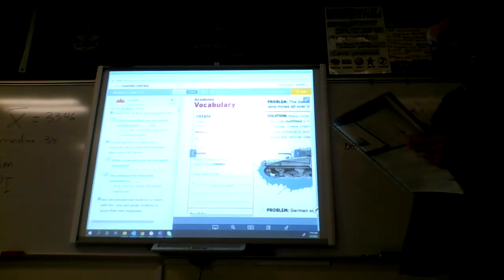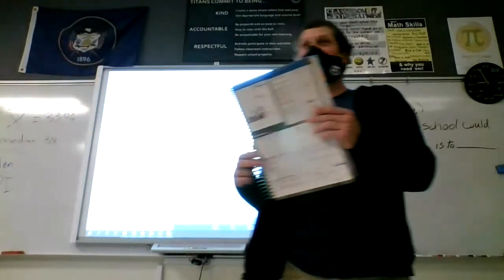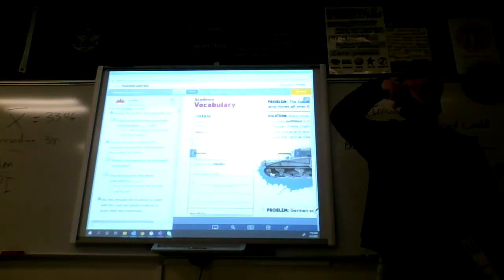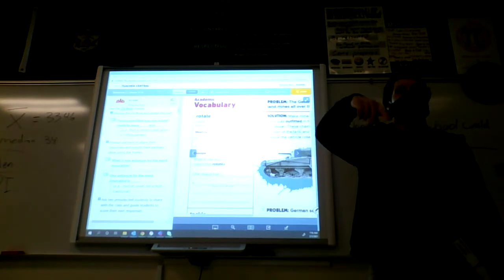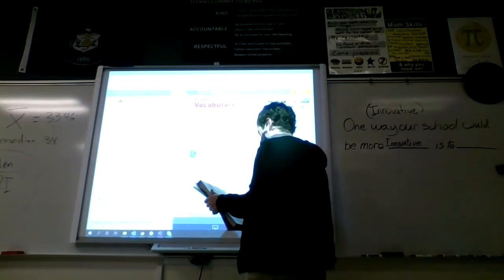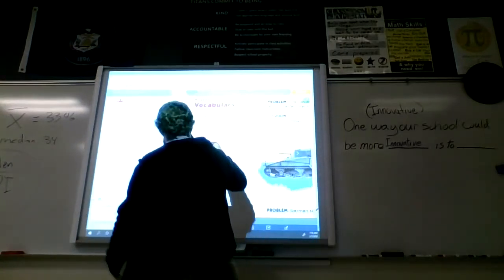So rotate would be to churn with what kind of movement? What movement am I doing when I'm rotating? I'm going in a spin. Okay, a spin, so kind of like a circular motion, right? So it would be to churn with a circular motion.